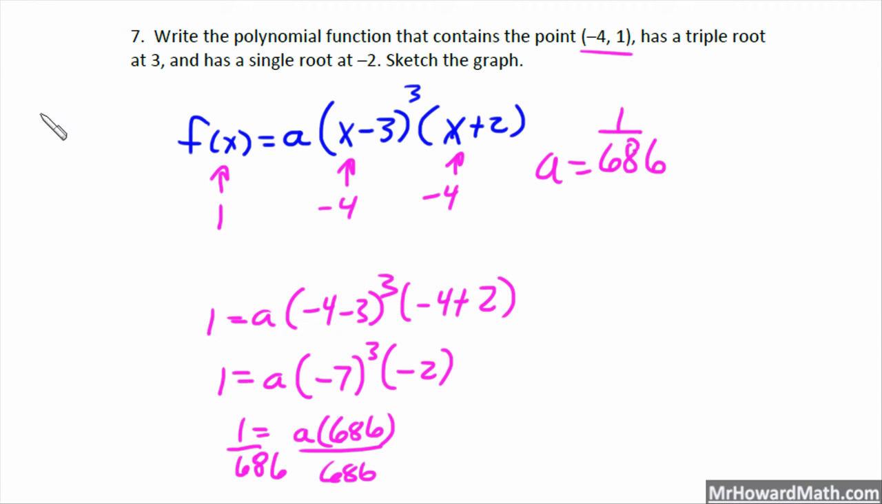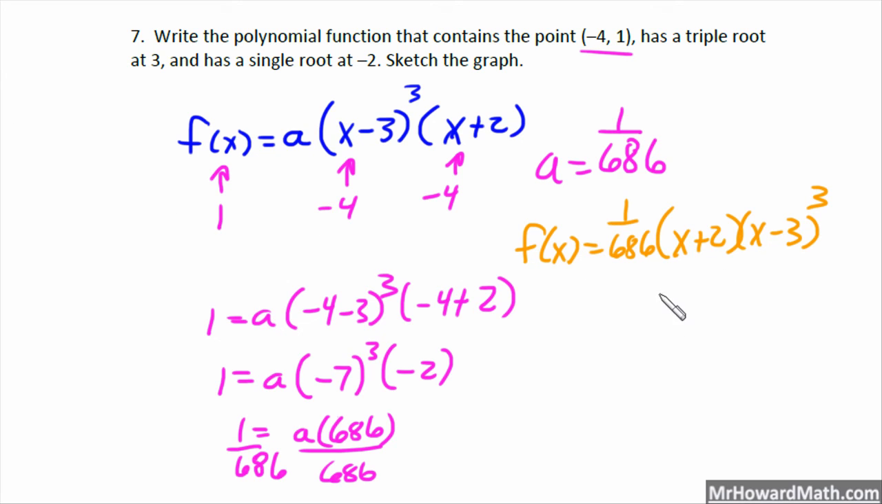So now we take that a value and write our final function. So it would be f of x equals our a value, 1 over 686, and then rewrite this part right here. So I'm going to go ahead and write the x plus 2 factor first, and then (x - 3) cubed. So that would be our answer. Now they asked us to sketch it, so we'll put in our coordinate plane here.